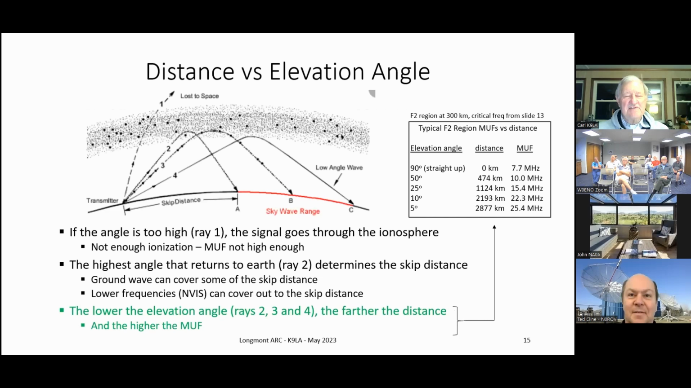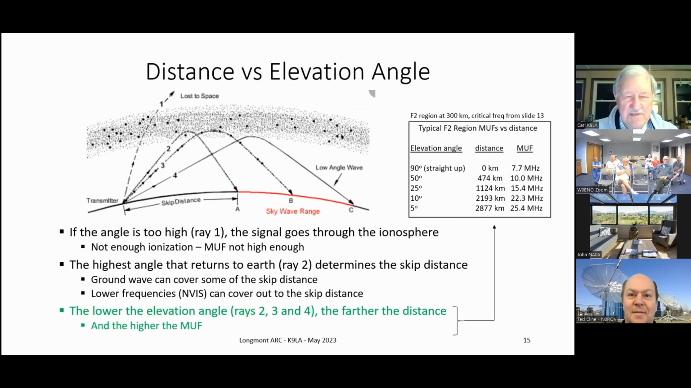Okay, distance versus elevation angle. If you have too high of a ray, look at number 1 there, you can see it gets bent a little bit by the ionosphere, but it goes through. So what that says is there's not enough ionization for the frequency that you're on. In other words, the maximum usable frequency isn't high enough.